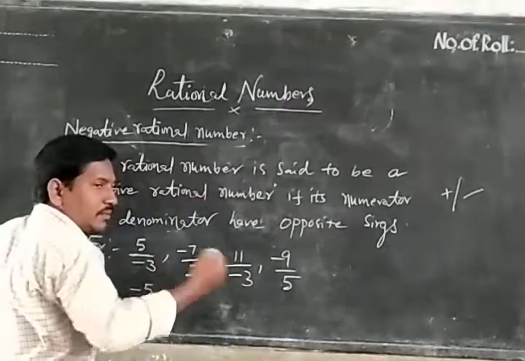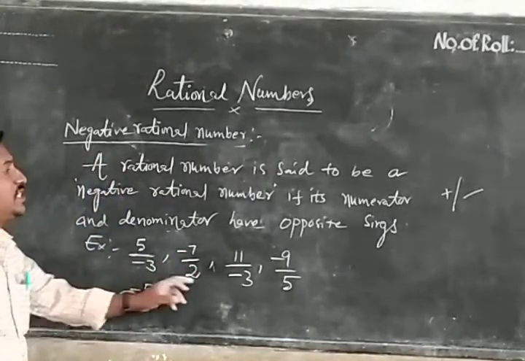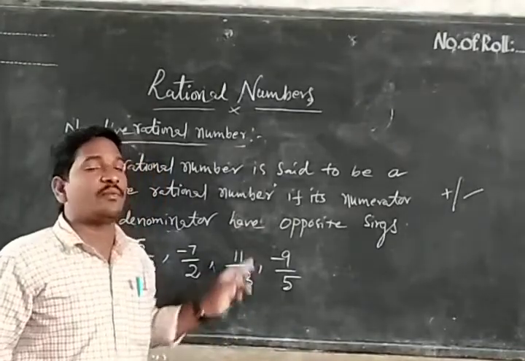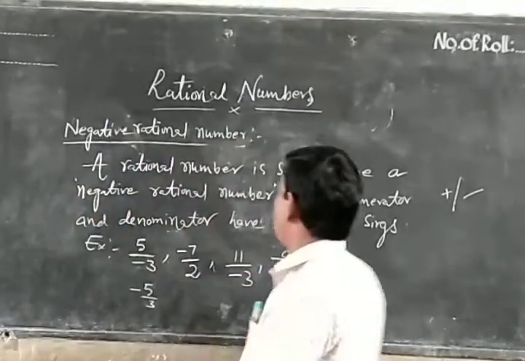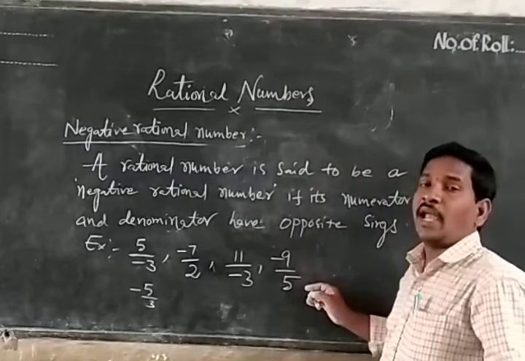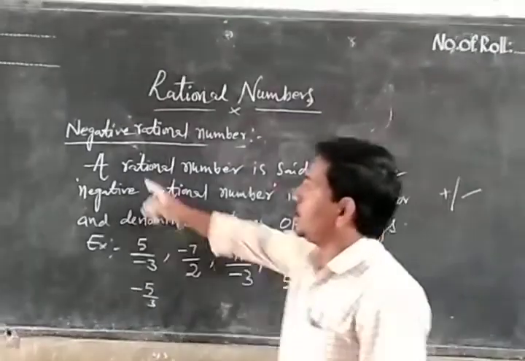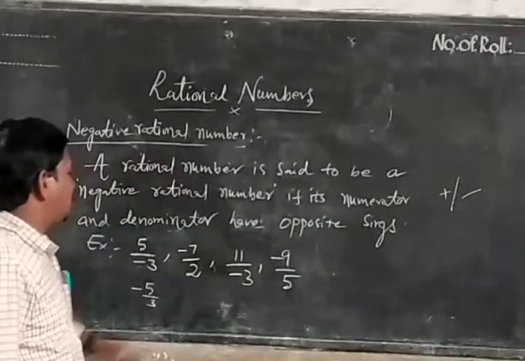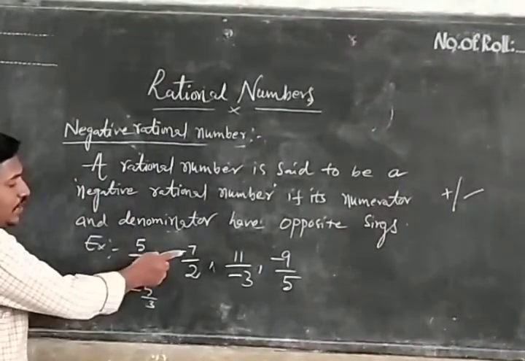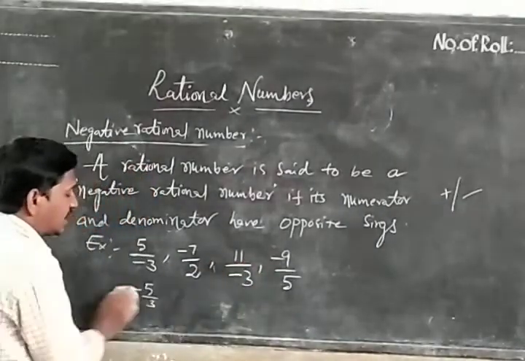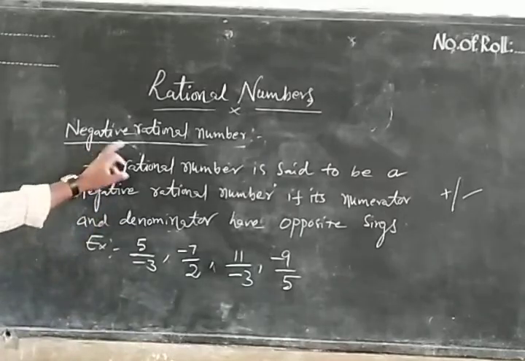Minus 7 by 2, nothing but minus 7 by 2. It is a negative rational number. 11 by minus 3 is nothing but minus 11 by 3. It is a negative rational number. And minus 9 by 5 is a negative rational number. So either you have opposite signs, positive, negative, or negative, positive. These are the examples of negative rational numbers.